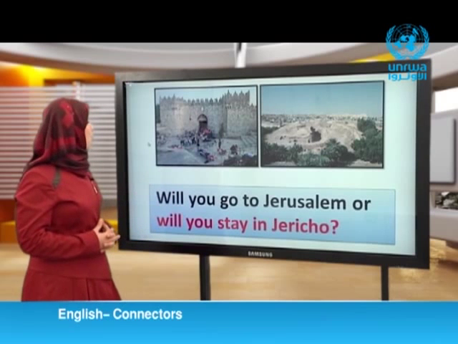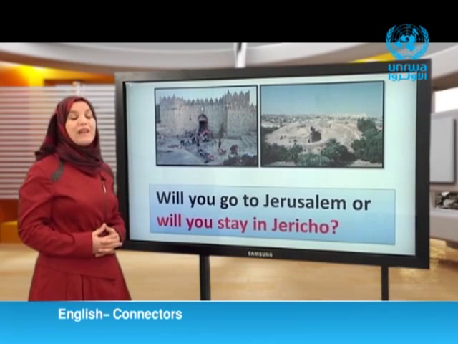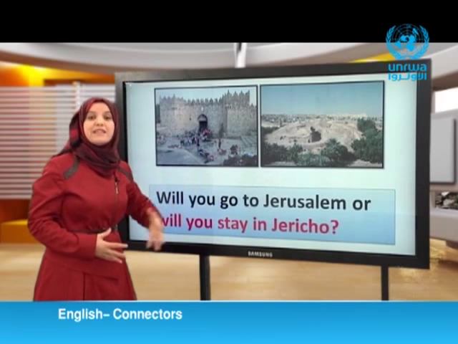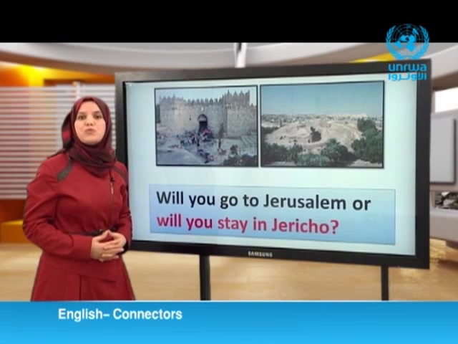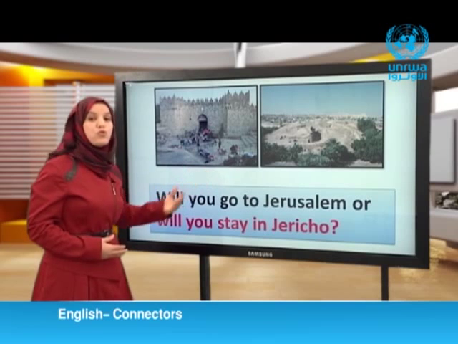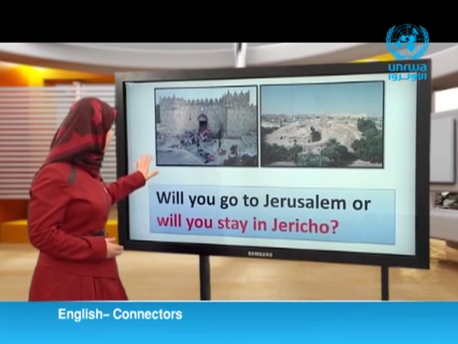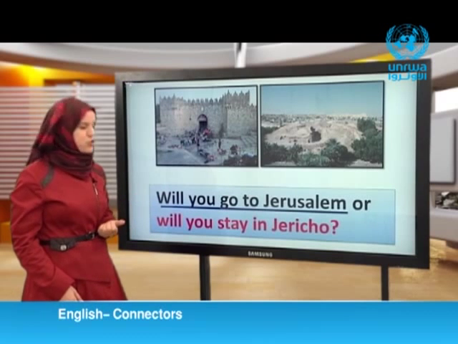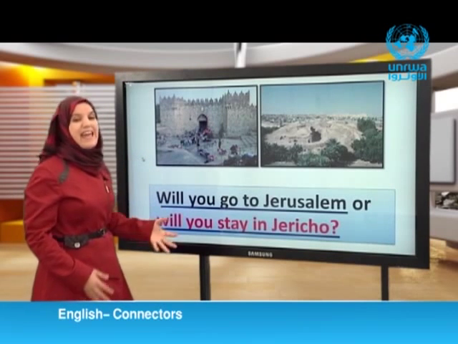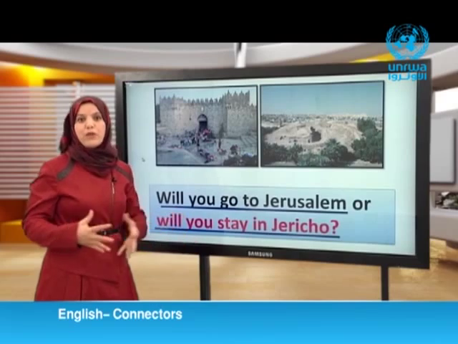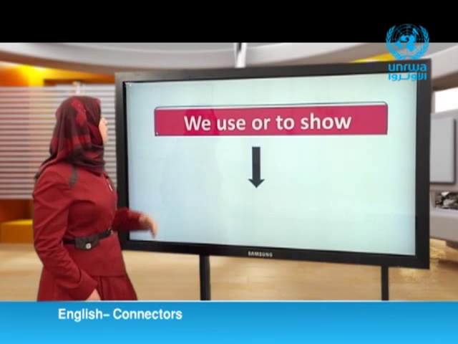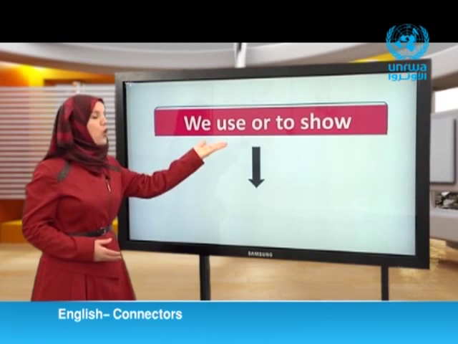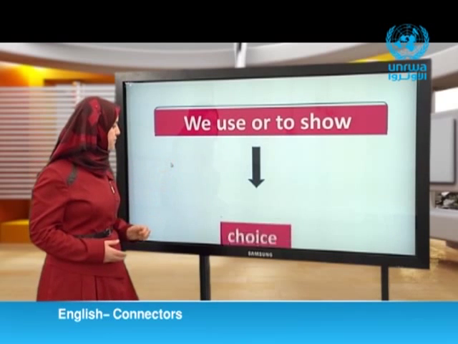Look, will you go to Jerusalem or will you stay in Jericho? Notice the connector or connects two sentences. We have two options. The first one, will you go to Jerusalem? And the second option is, will you stay in Jericho? Choose the one you like. From the examples, we can conclude that we use or to show choice.